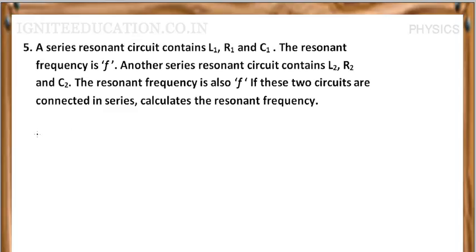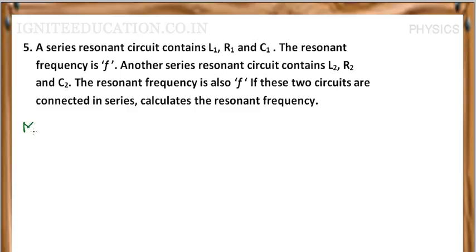See this problem. A series resonant circuit contains L1, R1 and C1. The resonant frequency is F. Another series resonant circuit contains L2, R2 and C2. The resonant frequency is also F. If these two circuits are connected in series, calculate the resonant frequency.